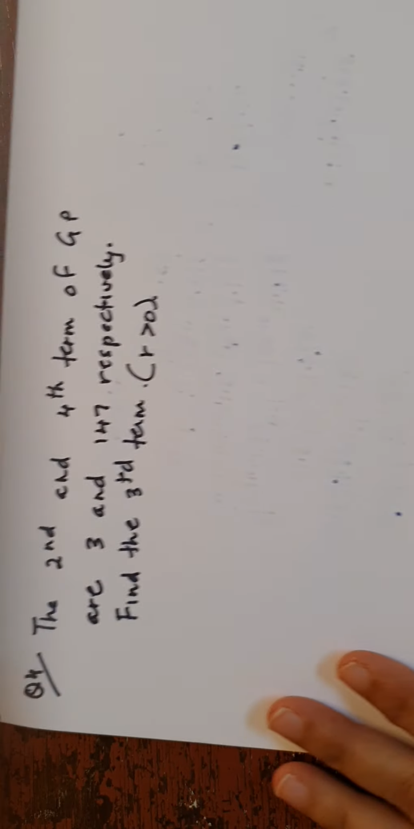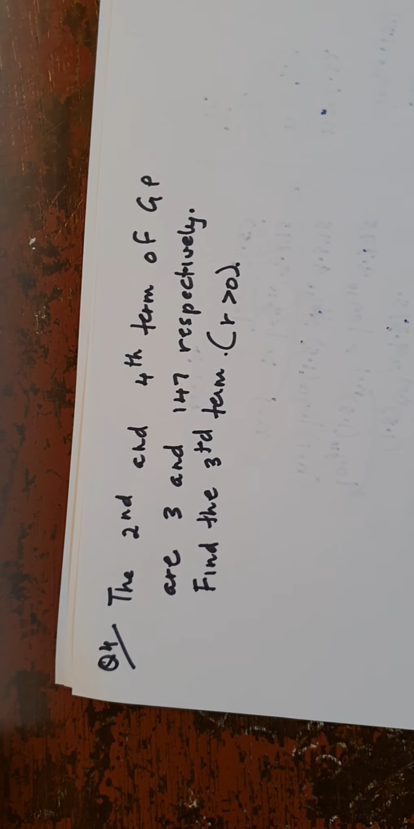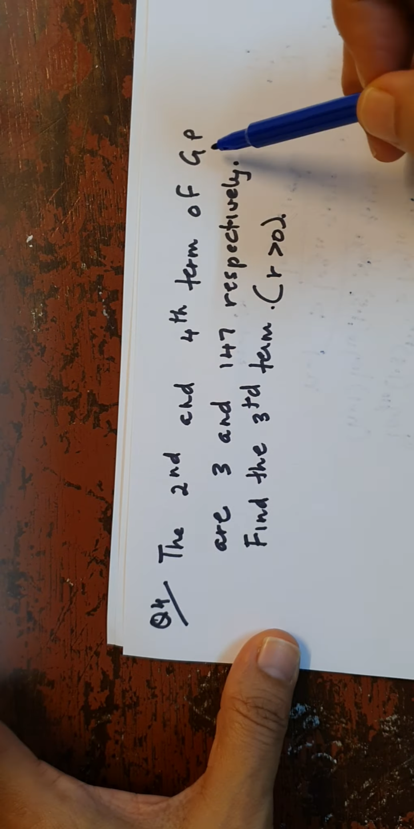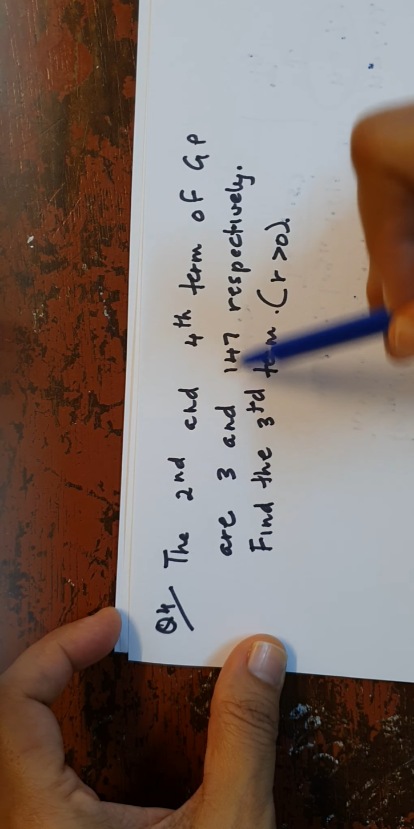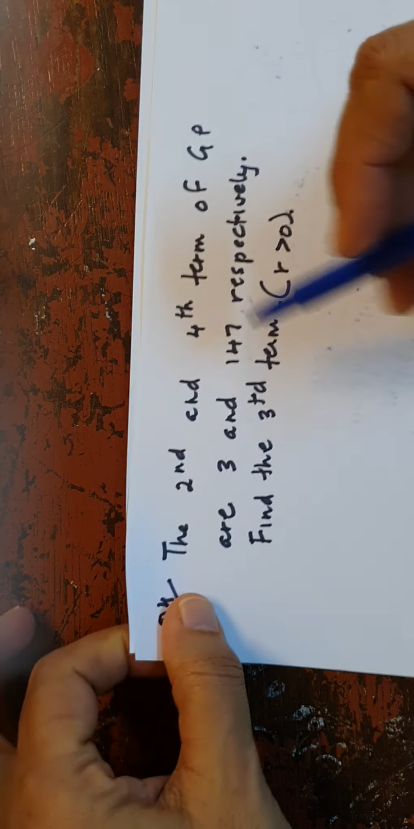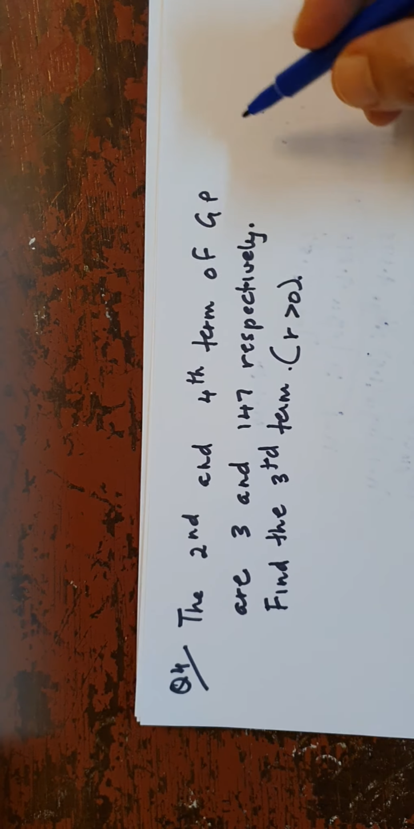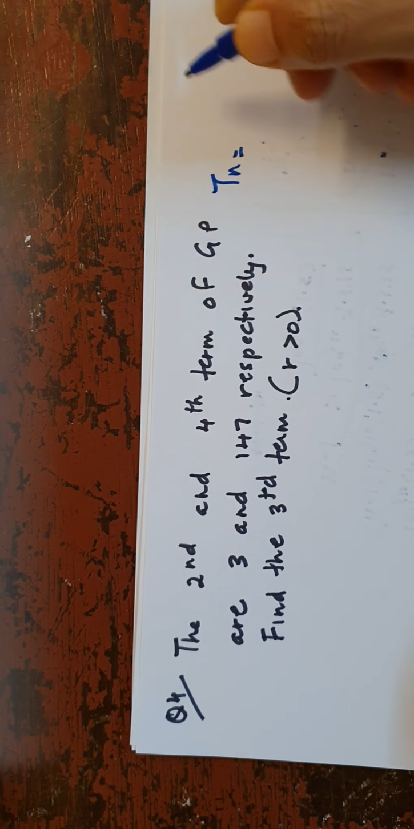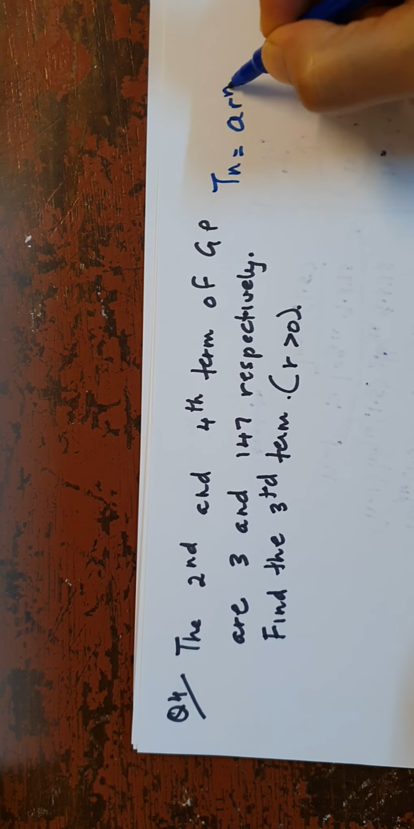Let me see what else do I have. Okay, I have one more type of question down here. This is another question. The second and the fourth term of a GP are 3 and 147 respectively. Find the third term. So you know your formula. What's your formula? Your formula is Tn equals ar^(n-1).